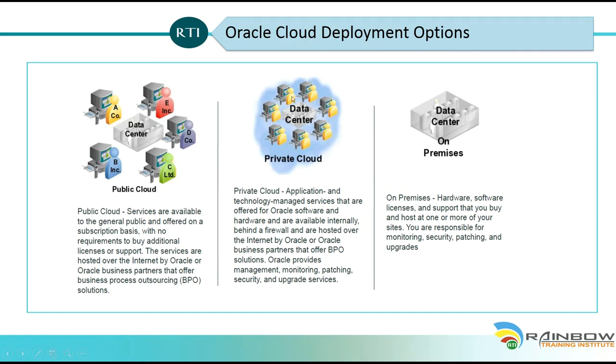All these yellow people are your company people, only of company A. Only company A people can see this data center. It means we will give a separate place where we can host the application for you, and we can maintain the application for you.